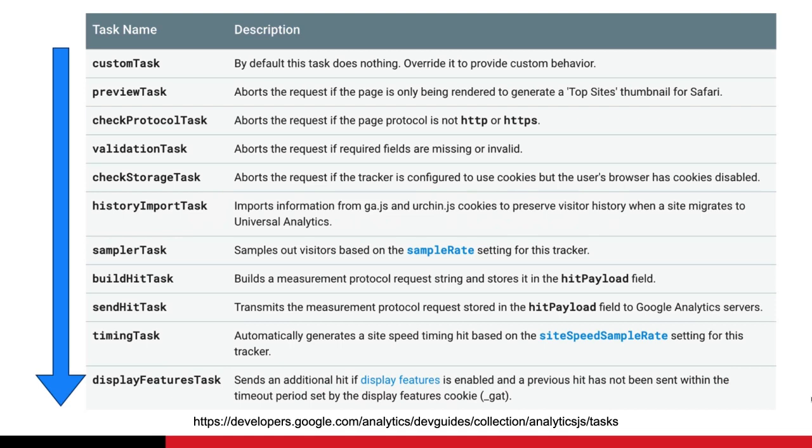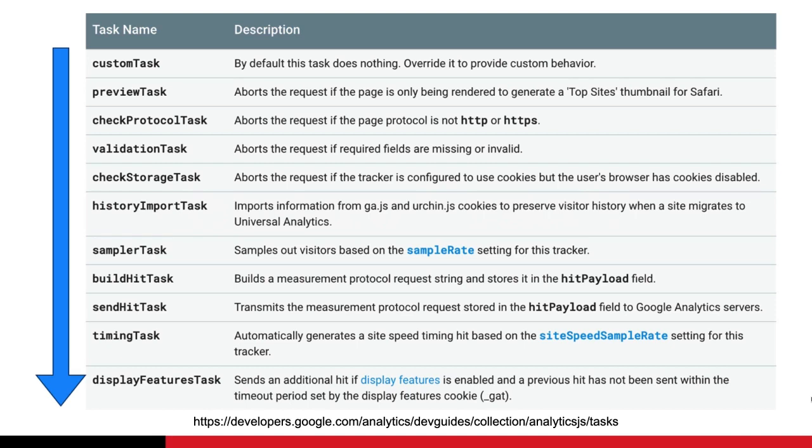Check storage task checks whether or not the browser has cookies enabled, and if cookies are disabled and the tracker itself isn't configured to handle this, then the request is aborted. History import task leverages previously set GA cookies using an older version of Google Analytics library and imports them into Universal Analytics by creating a new cookie from the information within those to preserve visitor history, for example, and cookie history as well. This was very fundamental when the migration to Universal Analytics was made mandatory.